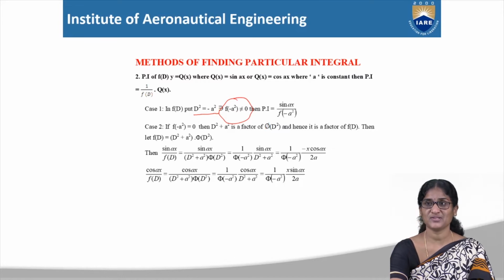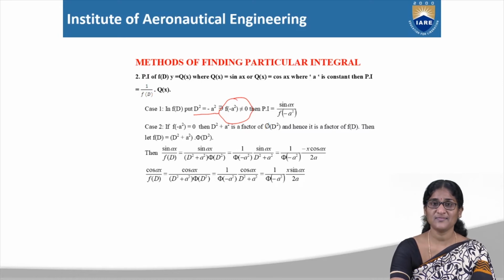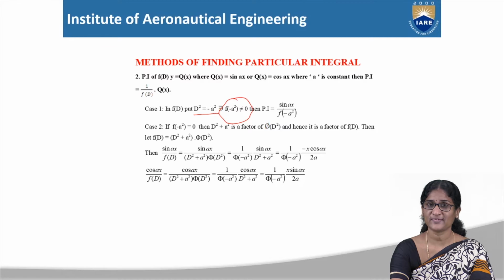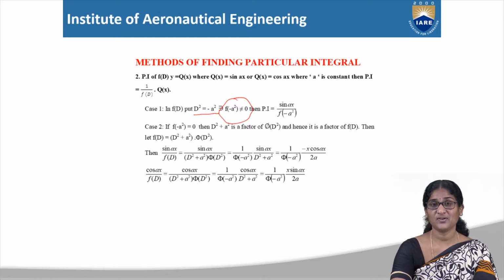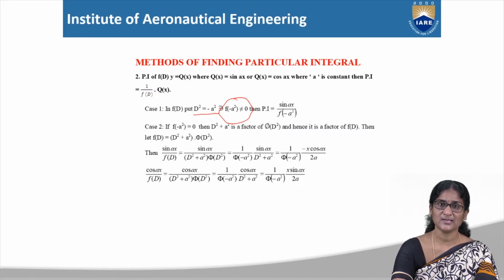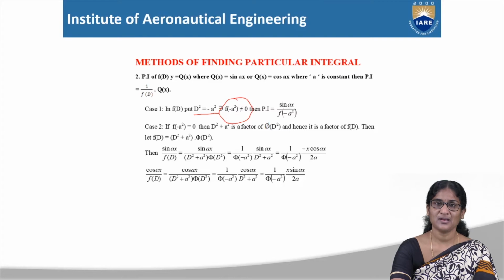As in the previous case of e power ax, we substituted D is equal to a and checked whether it is equal to 0 or not. If it is not equal to 0, we take that as the particular integral. If it is equal to 0, we multiply the numerator with x, take the derivative of the denominator, and again substitute D is equal to a. That is the procedure we followed to find the particular integral for e power ax.